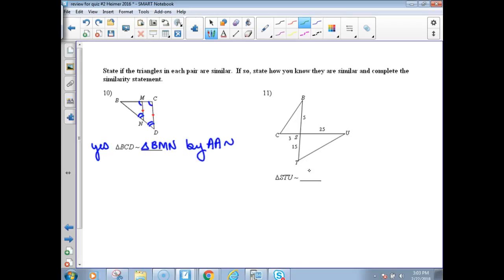Moving on. We got triangle STU. Looking at the picture, I see vertical angles are congruent. What do I have to check before I know if they are actually similar or not? Corresponding sides must be proportional. What ones do I get to compare? 3 with the 15. Small to small, yes. So I've got to go 3 over 15, and see if that equals 5 over 25.